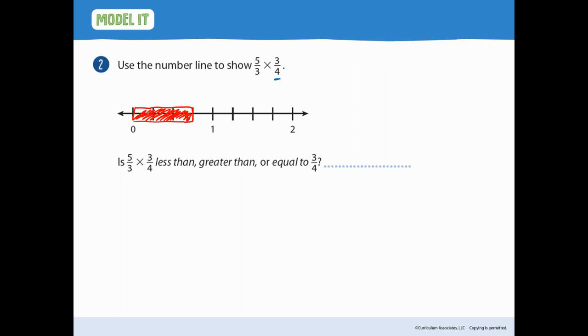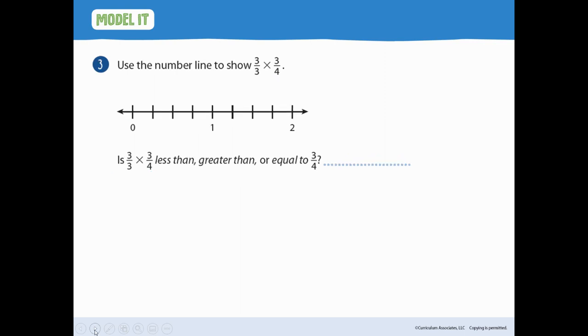So I have 1, 2, 3, 4, 5/3. So I'm going to shade in 5/3. Now, the blue far outweighs the red, so that tells us it's going to be greater than. So let's read our question here. Is 5/3 times 3/4 less than, greater than, or equal to 3/4? So we're looking at 3/4, and we're multiplying it by a number that is greater than 1, so my answer is going to be greater than, right? So once we start doing these independent questions, all I'm going to ask you is to fill this out. That is it. So it should be a pretty technically easy day on that side.